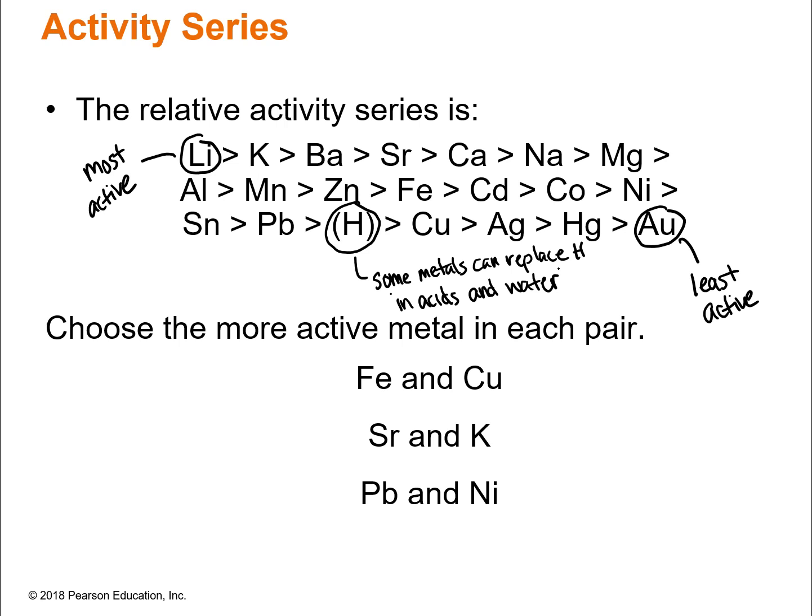So between iron and copper, which one is more active? And we'll do this one in red. So we've got iron here, copper here. Iron comes before the copper, so that means iron is going to be more active. What about the second pair? Strontium and potassium.